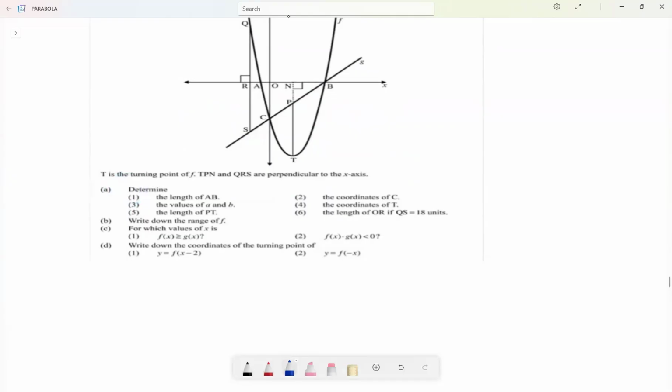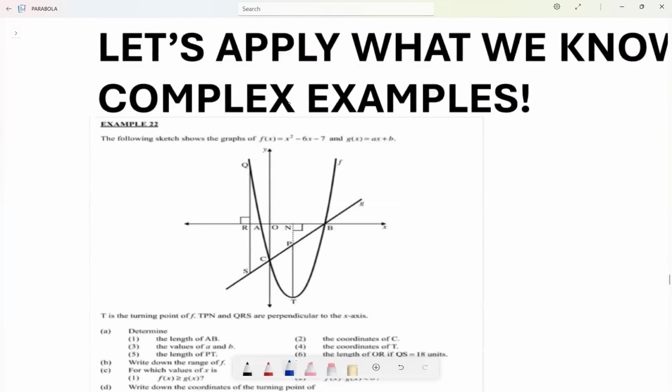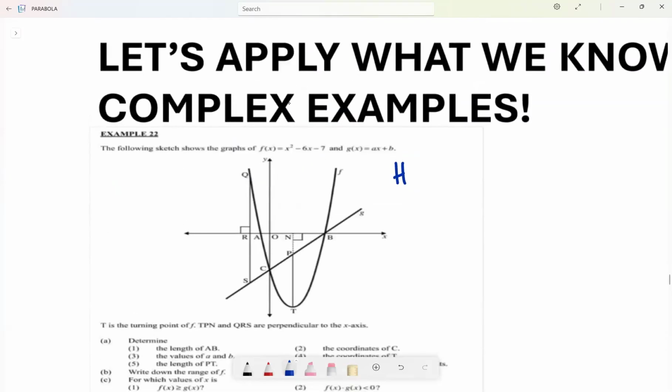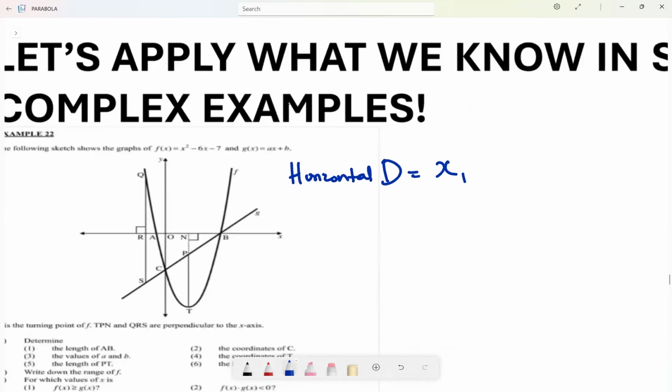Cool. Then A says determine the length of AB. Okay, length of AB from A to B. What is the length? Can you see now the distance that I want is the horizontal distance. So let me do a summary here. For horizontal distance, you're going to say x right minus x left. The x-coordinate on the right minus the x-coordinate on the left.